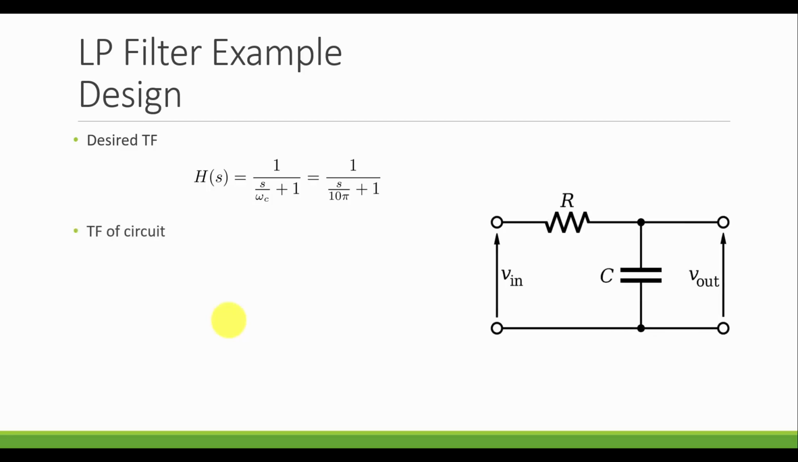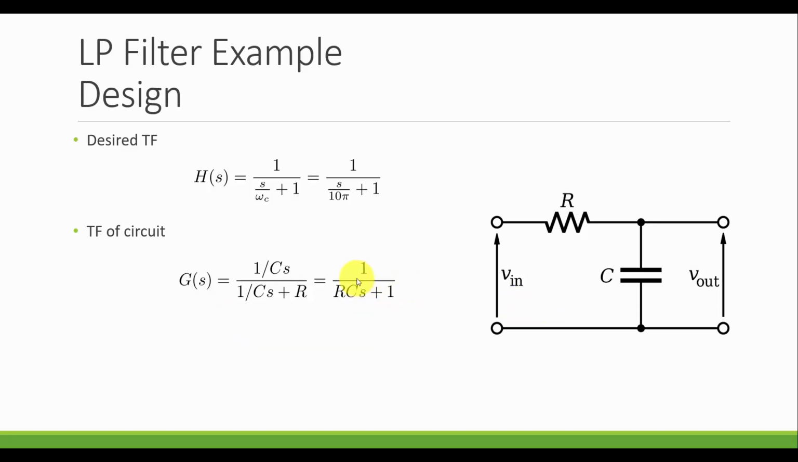We can make a circuit that has this transfer function, and we've seen this before when we were looking at first order systems. In this case, if I put a resistor in series with a capacitor and then have my output voltage be the output across the capacitor, that is going to have this form of a transfer function like we saw before. It's going to have the form of 1 over RCs plus 1.